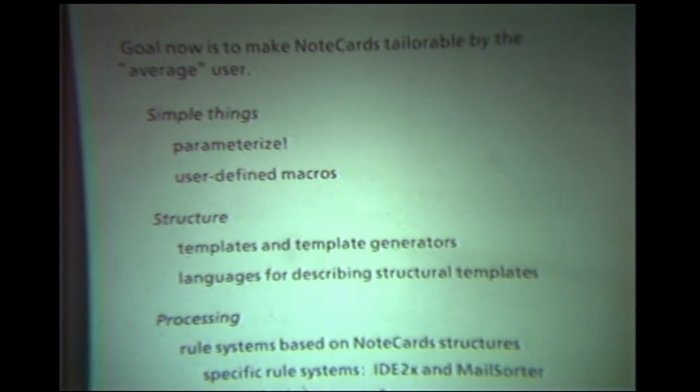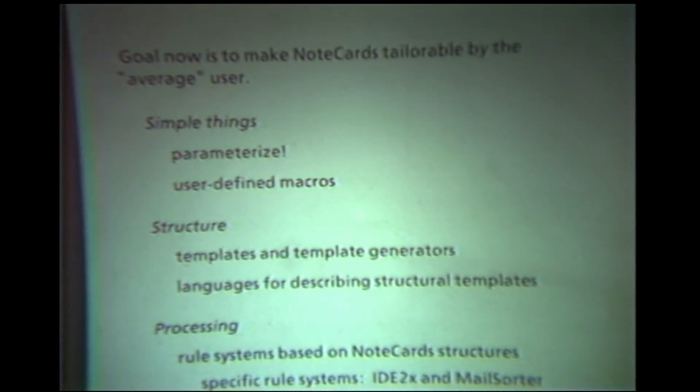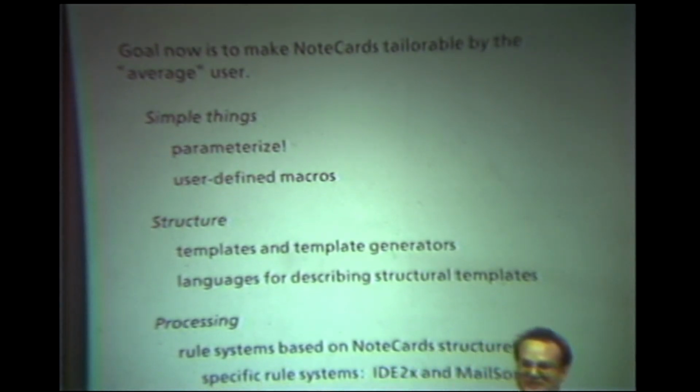A lot of simple things you can do: give them millions of parameters. Well, we've done that in note cards. You can allow them to define macros. A little more interesting is this notion of structures and templates. People want a strategy manual telling them how to represent their ideas. Well, one way to get that across is to give them templates that say, here's a set of pre-constructed networks that help you analyze a legal brief. So we've been looking at this notion of templates and template generators, or languages for describing templates, which you can then give to people.